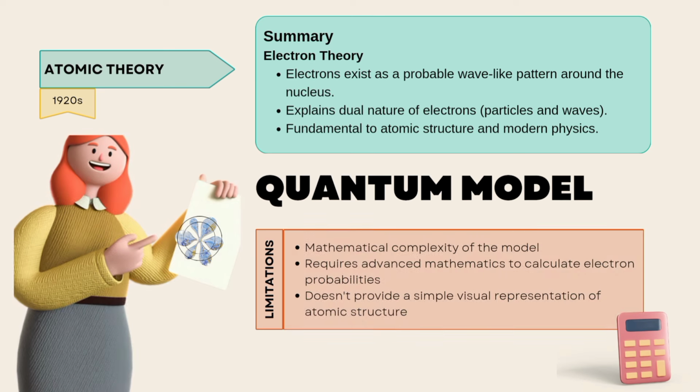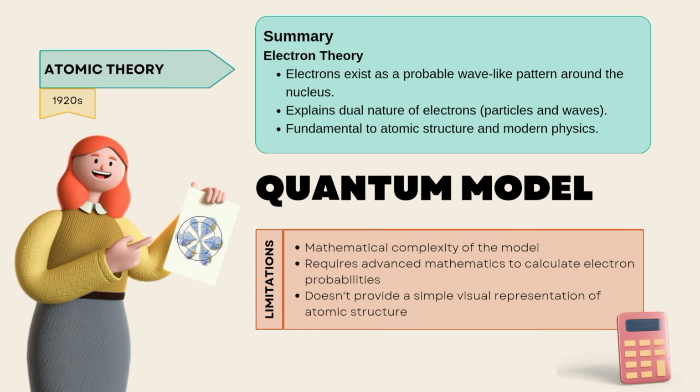Quantum model, electron theory. Electrons exist as a probable wave-like pattern around the nucleus. Explains the dual nature of electrons, as particles and waves. Fundamental to atomic structure and modern physics. Limitations: mathematical complexity of the model. It requires advanced mathematics to calculate electron probabilities, and doesn't provide a simple visual representation of atomic structure.